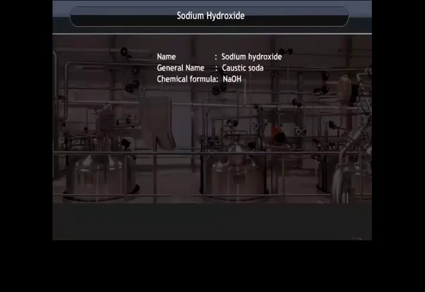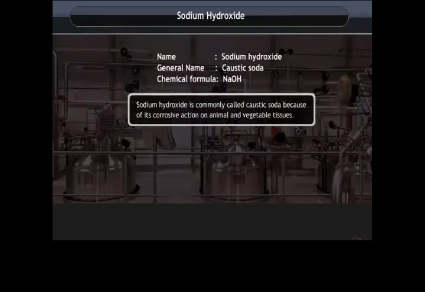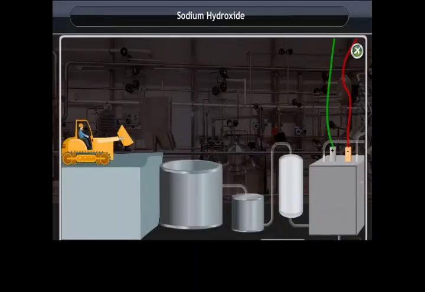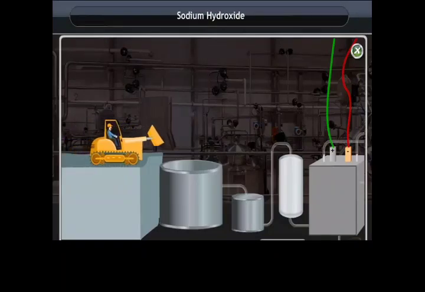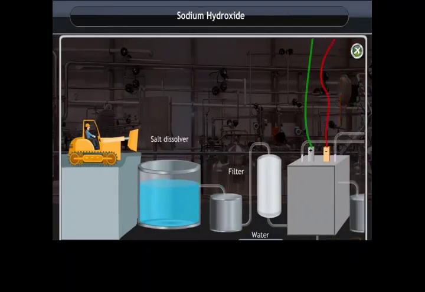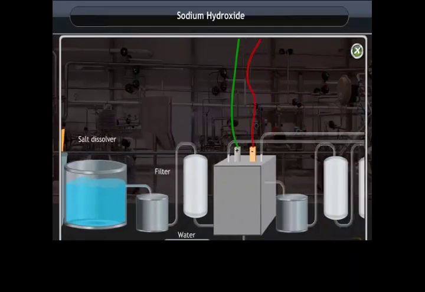Sodium hydroxide. Sodium hydroxide is commonly called caustic soda because of its corrosive action on animal and vegetable tissues. Large quantities of sodium hydroxide are prepared by the electrolytic process called the chlor-alkali process. In this method, salt is dissolved in water as shown here. This solution is called the brine solution. Filtered brine solution is passed into the electrolysis chamber.